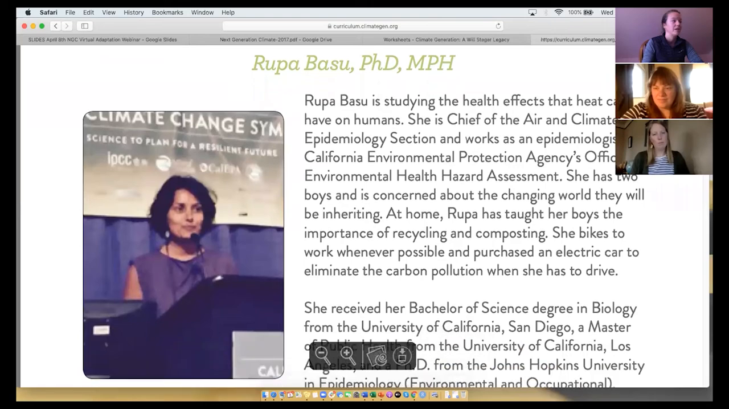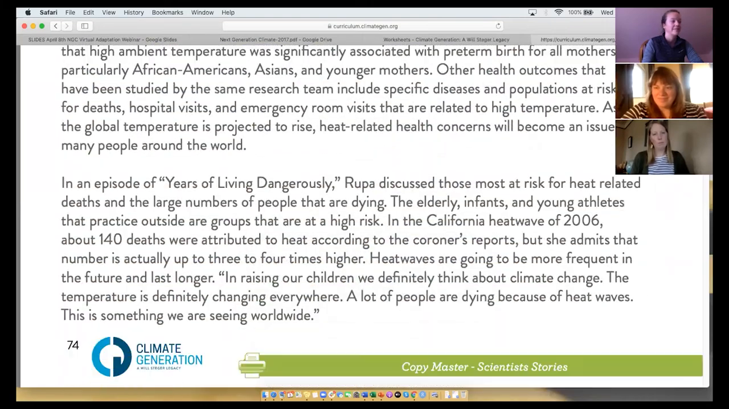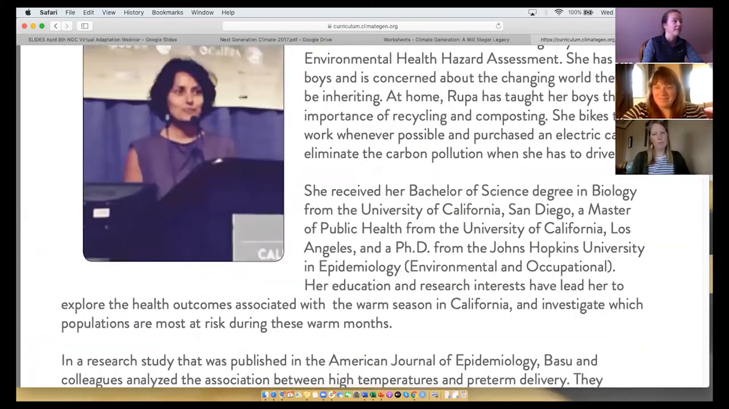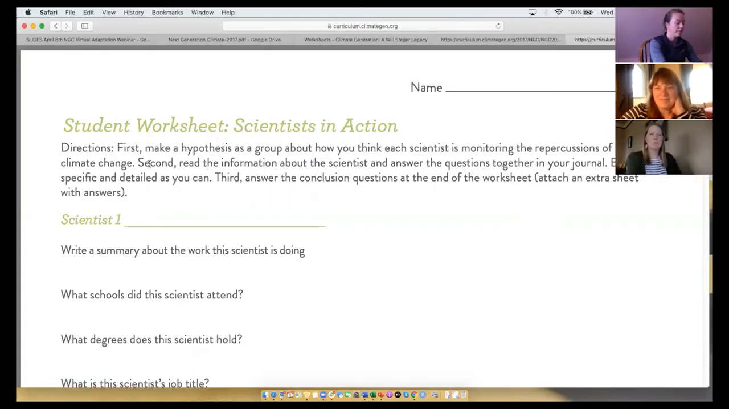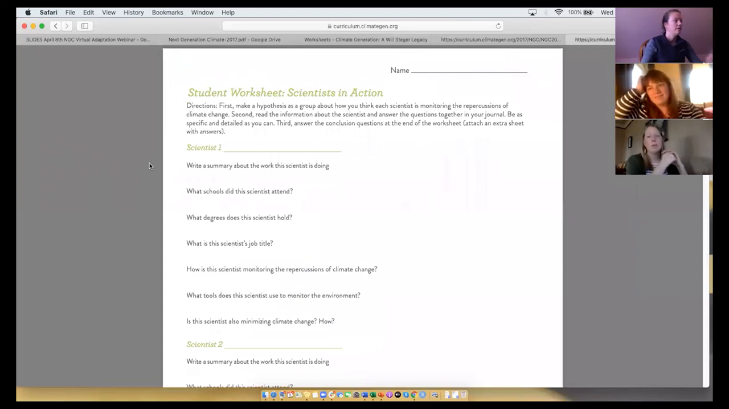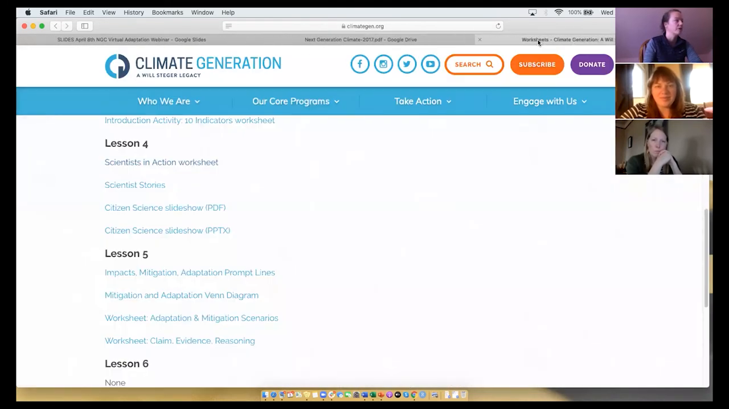So we have an image and then a brief description of what the scientist does. And I think there might be 10 maybe. And we have a worksheet that's associated with that that you could give your students to help them reflect. It's called the Scientists in Action worksheet. I'll show you that as well. So it just prompts students to reflect on those bios. And I think you could tailor this to work with a video as well if you wanted to do that instead. So I'll go ahead and close those.